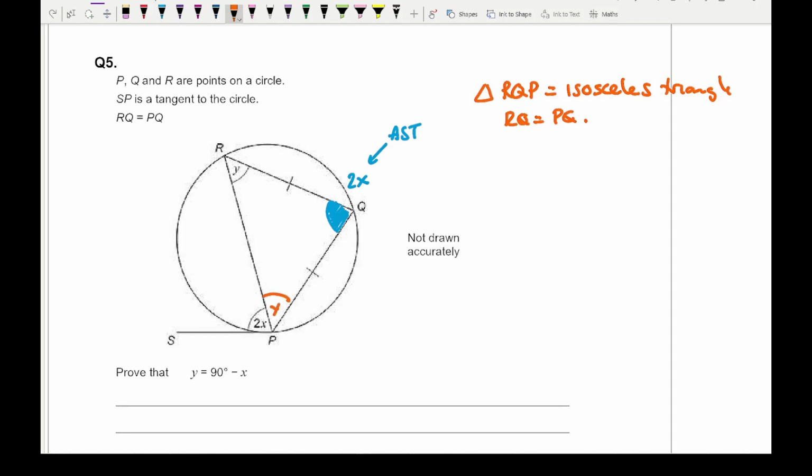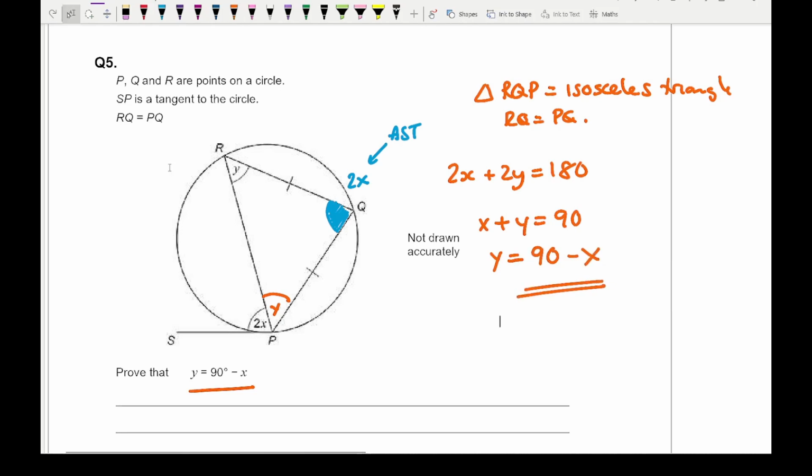Now from this, I know that 2x plus 2y equals 180. Then dividing everything by 2, I get x plus y equals 90. And then I want y the subject, so I take the x over, in which I get 90 minus x, and there is what they wanted me to prove.